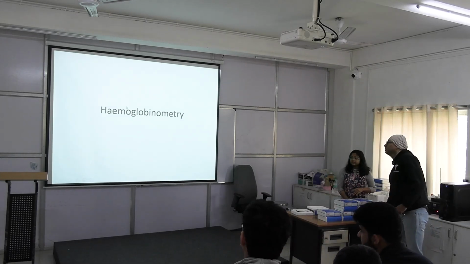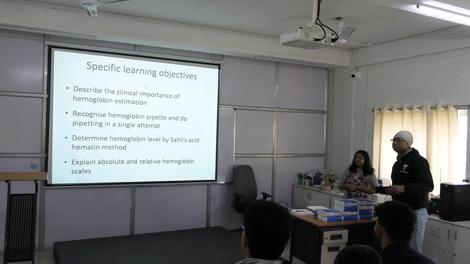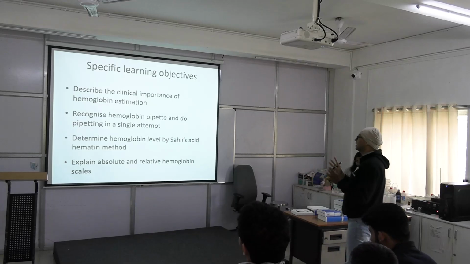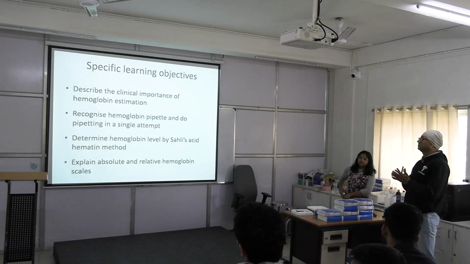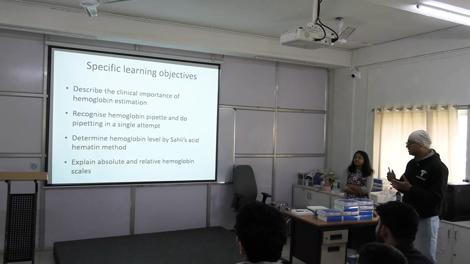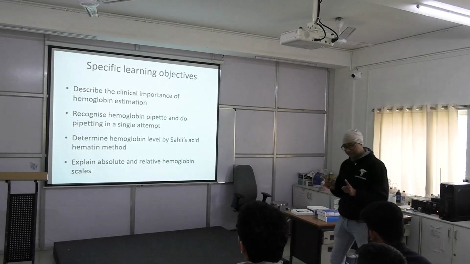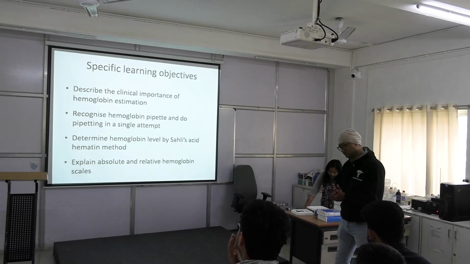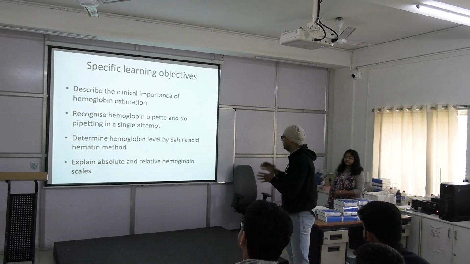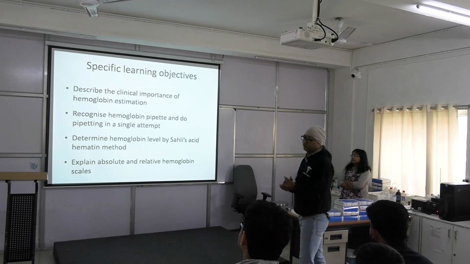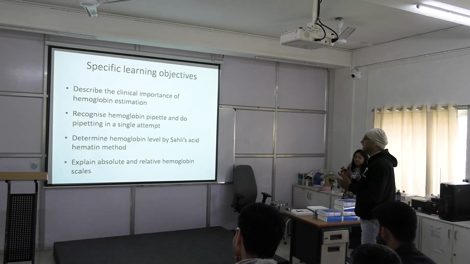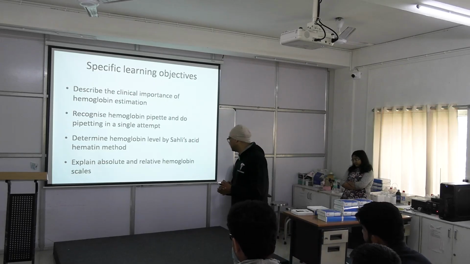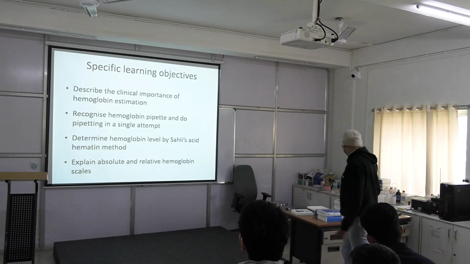How to measure hemoglobin level in your blood or in the blood sample given to you? The specific learning objectives: describe the clinical importance of hemoglobin estimation; recognize the hemoglobin pipette and do pipetting in a single attempt; determine hemoglobin level by Sahli's method, and mind the spelling S-A-H-L-I. It is called Sahli's method or Sahli's acid hematin method. Explain the absolute and relative hemoglobin scale.